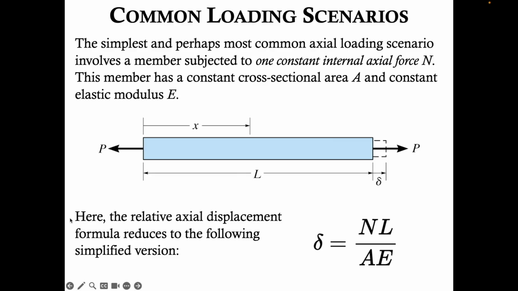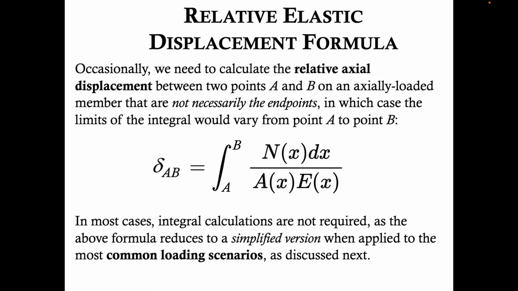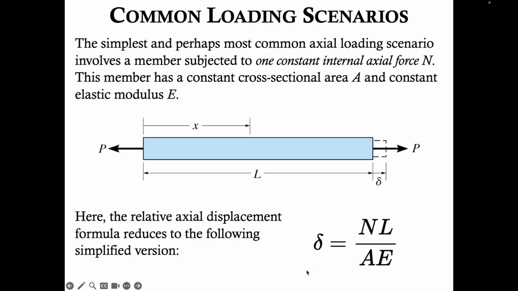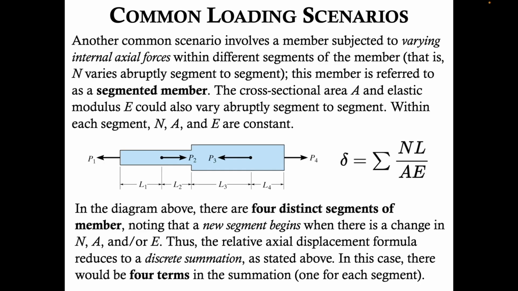So here, the relative axial displacement formula reduces to the following simplified version. Taking this formula here and noting that N, A, and E are constants, we have delta equals NL over AE. Another common scenario involves a member subjected to varying internal axial forces within different segments of the member. That is, the normal force N varies abruptly segment to segment. This member is referred to as a segmented member.